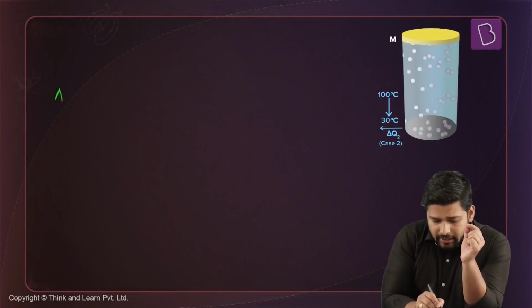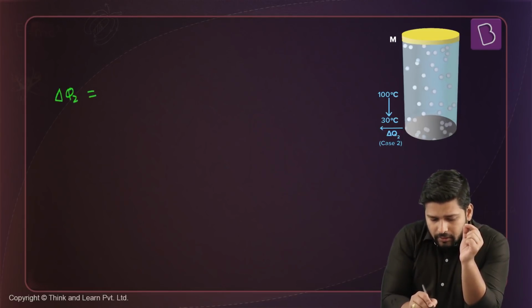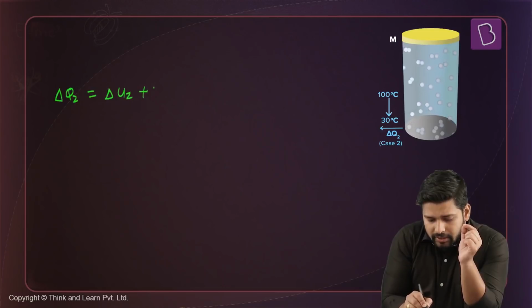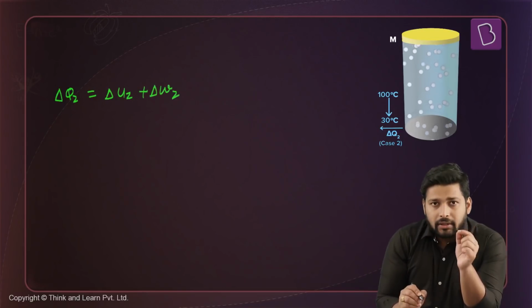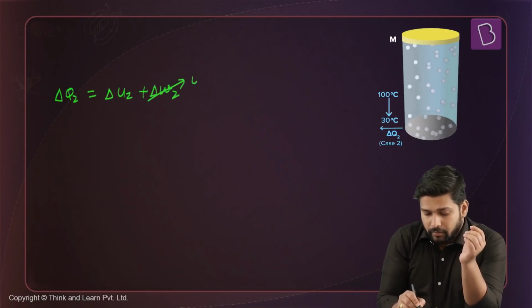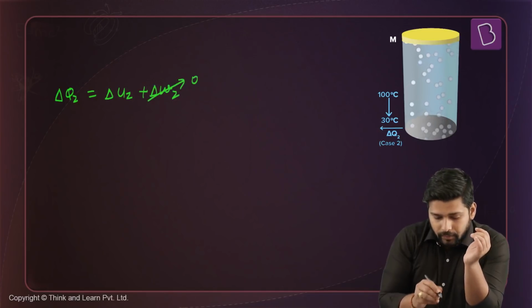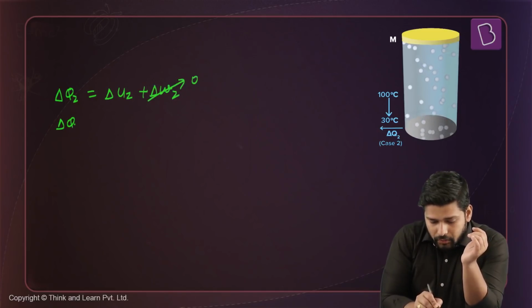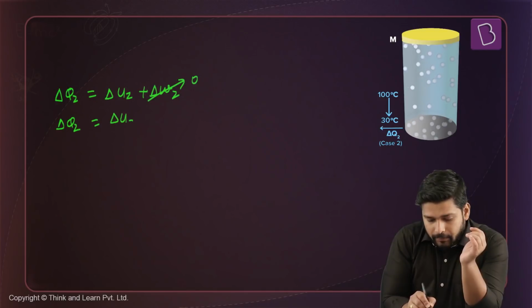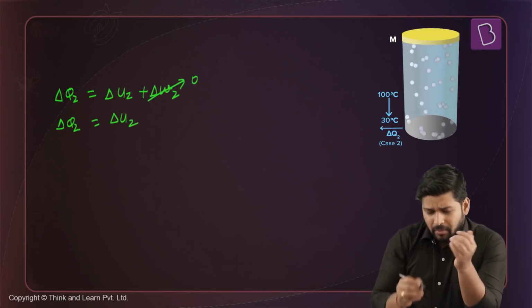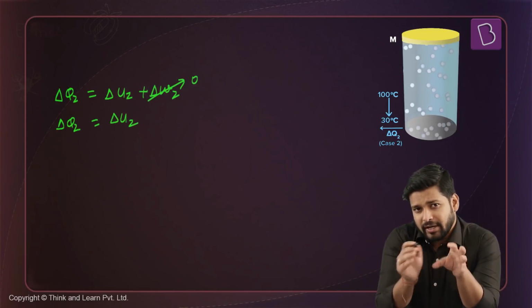I get delta Q2 is equal to delta U2 plus delta W2. But we know delta W2 is 0 because the piston is not allowed to move. So I get delta Q2 is equal to delta U2, fine. But is this the expression that I want? Because I need the differences.